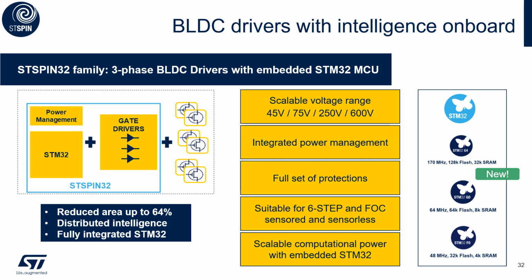environment. The family is scalable in two dimensions, the voltage dimension, so we can cover different voltage of 45, 75, and also the high voltage section, which will not be covered in this presentation, and also in terms of the microcontroller we want to use. There we have three different lines. We have the entry line with a F0, we have the mainstream line with a G0, and the high performance line with a G4.